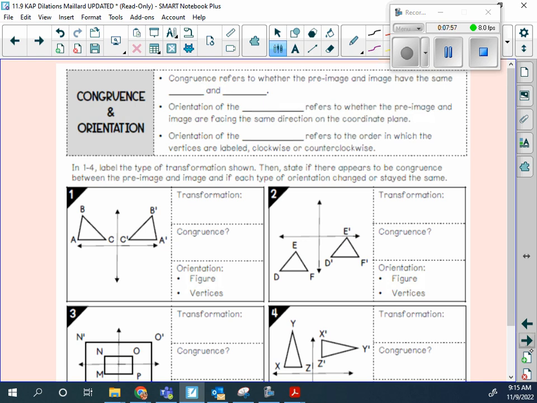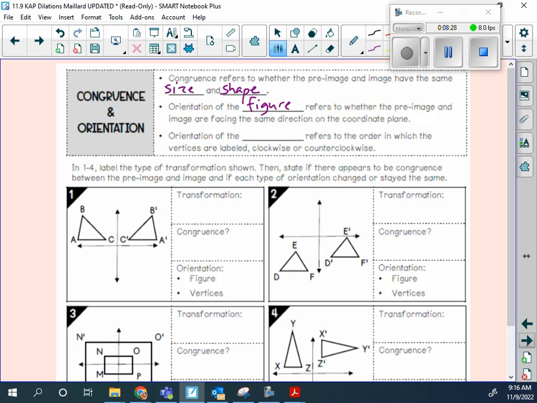Okay, these two words, congruence and orientation. Congruence, we already talked about. What does that mean? Same size, same shape. Congruence refers to whether the pre-image and image have the same size and shape. Okay, but the second word you may not know, orientation of the figure, refers to whether the pre-image and image are facing the same direction on the coordinate plane.